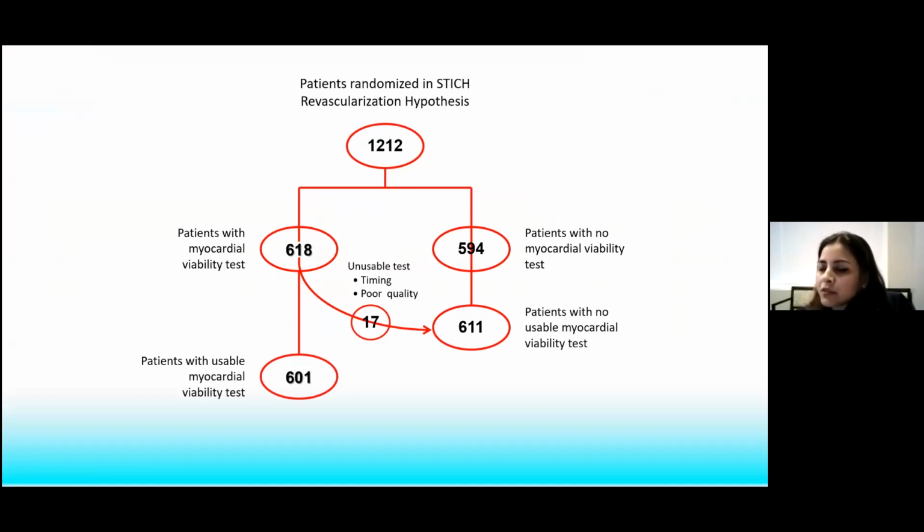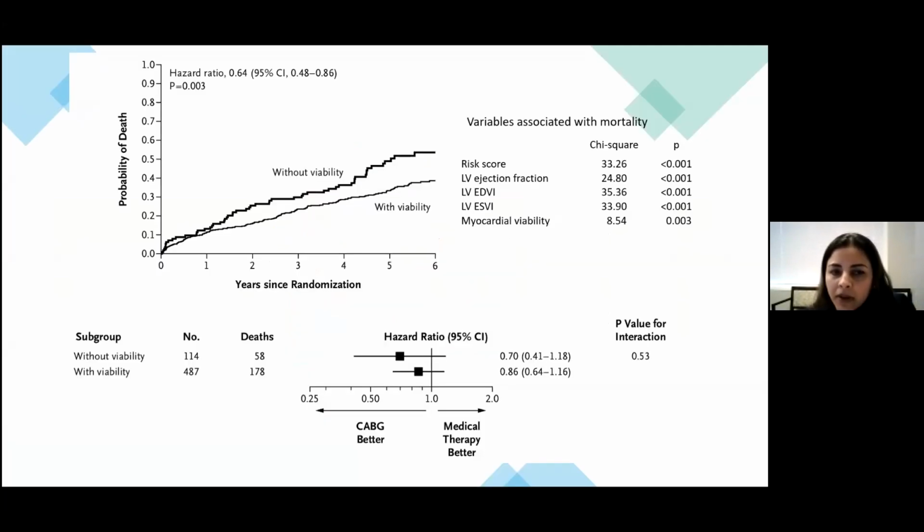We'll talk about the details of the trial a little bit, but since we're talking about viability, this is the STITCH viability hypothesis, where they randomized a little over 1,000 patients with myocardial viability versus no myocardial viability testing beforehand. What is important to realize here is that with or without viability, guideline-directed medical therapy plus CABG, right? That was the original hypothesis.